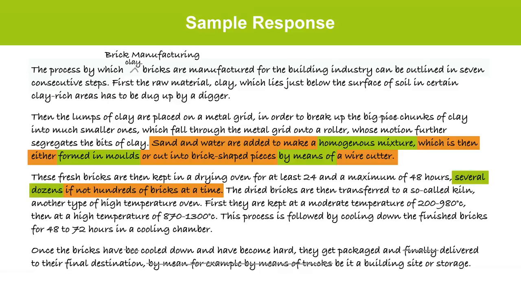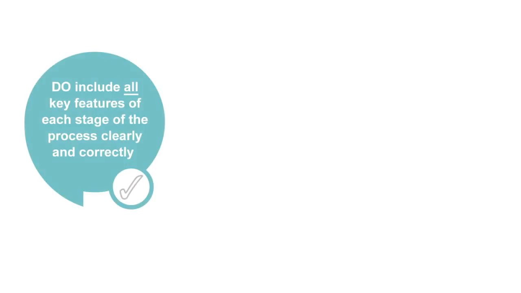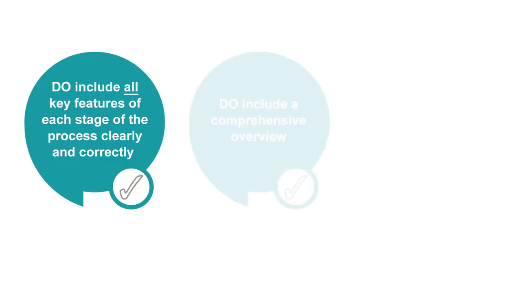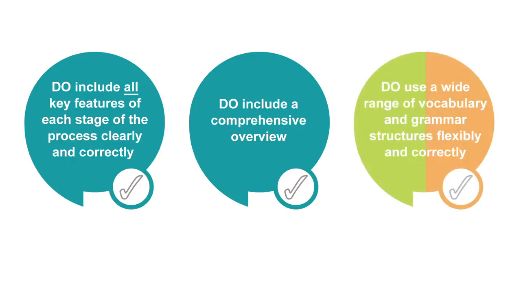There are a few small mistakes, but they are so minor that a Band-9 was still given. To work towards achieving a Band-9 for writing Task-1, remember to include all key features of each stage of the process clearly and correctly, include a comprehensive overview, and use a wide range of vocabulary and grammar structures flexibly and correctly.